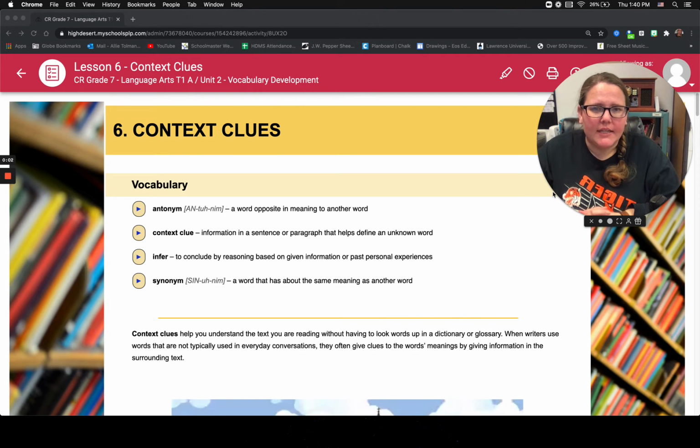7th grade ELA student, this is Ms. Tolman. I am helping out Ms. Player by reading through these lessons for you. We are on Unit 2 in Vocabulary Development, Lesson 6, which is Context Clues.